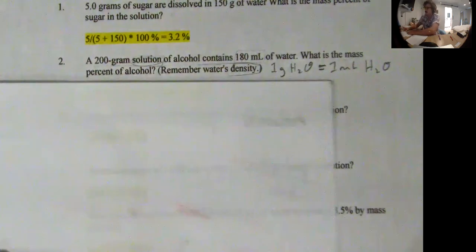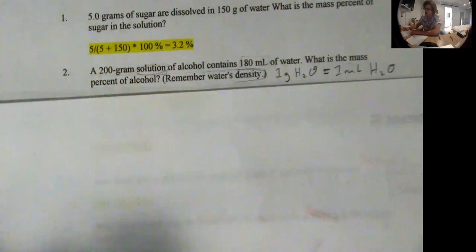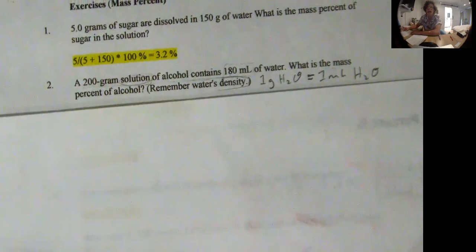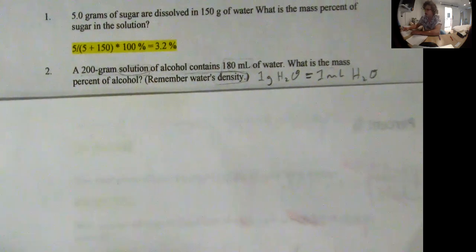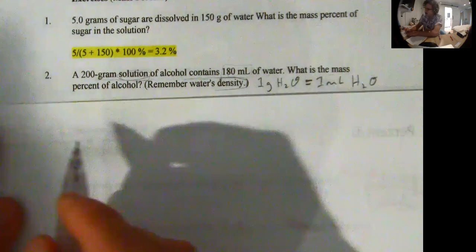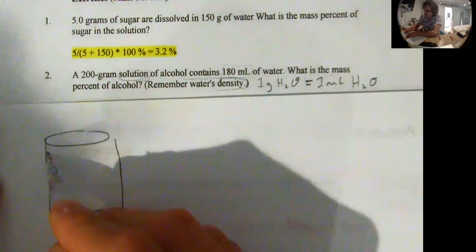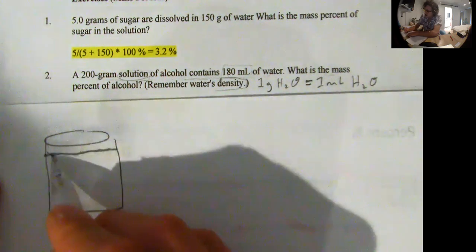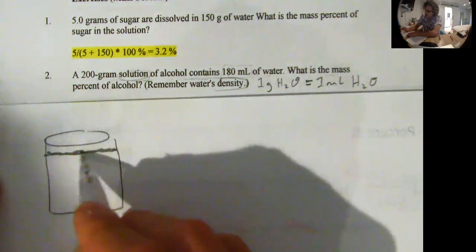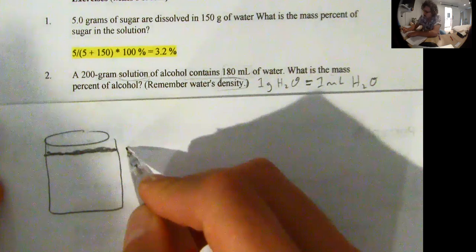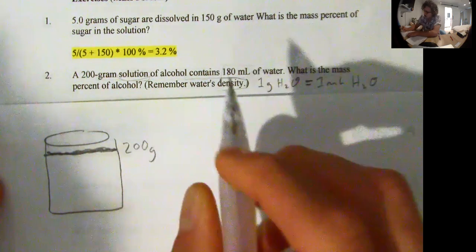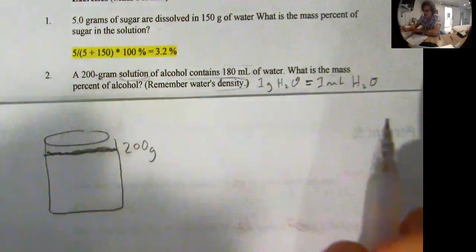I'm actually going to draw a picture of this to help you visualize. In fact, in chemistry class, you need to use your visualization skills to the best of your ability. Okay, so here's our cup, and it's a solution. This is just liquid, liquid solution. And the liquid solution goes up to 200 grams, and we know it's an alcohol solution.